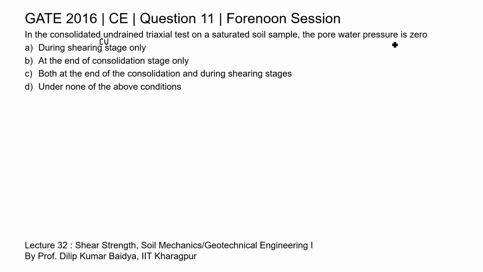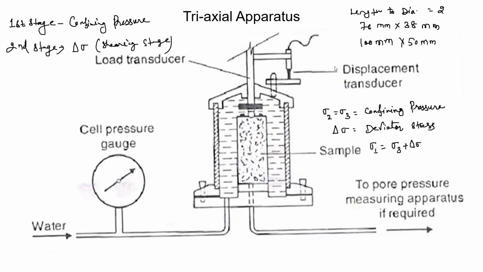Now coming to this question, it is given the CU test, that is consolidated undrained test, when will the pore water pressure be zero. As we just discussed, in the CU test, in the first stage confining pressure is given, and due to this confining pressure a pore water pressure develops in the soil specimen, and due to this pore water pressure, consolidation takes place when the drainage path is kept open. The drainage path remains open, so drainage is allowed from the soil sample.